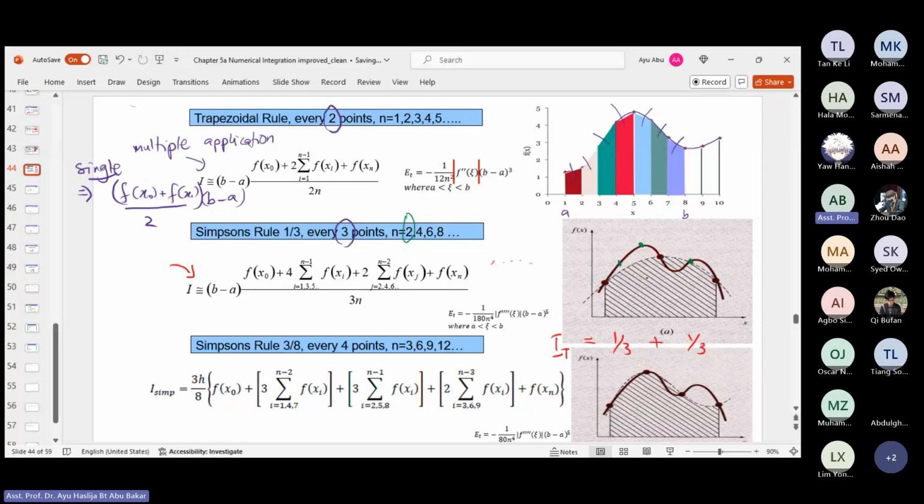Okay, let's say like this. I just want to show how it works. Ignore the unequal. Now, 6 points, so x0 until x5.